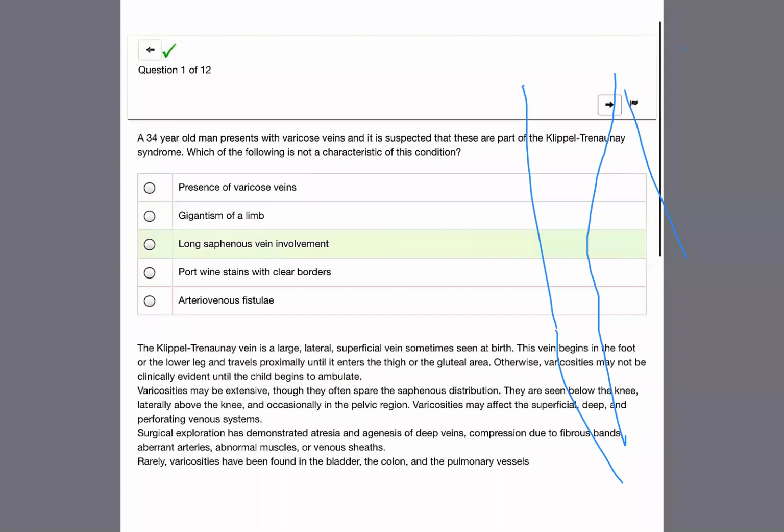Yeah, this is the leg. This is the saphenous here, and this is the Klippel-Trenaunay up to the gluteus. Okay. Klippel-Trenaunay is on the lateral aspect up to the gluteus maximus. Long saphenous is on the medial aspect of the foot, leg, and thigh up to the saphenous varix. The origin of the saphenous varix is the femoral vein.